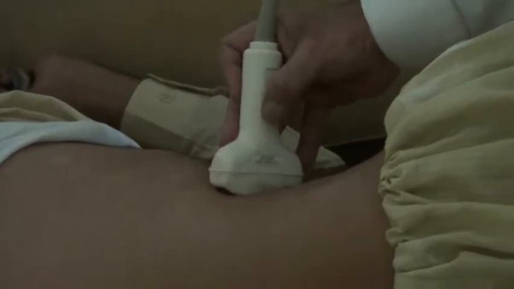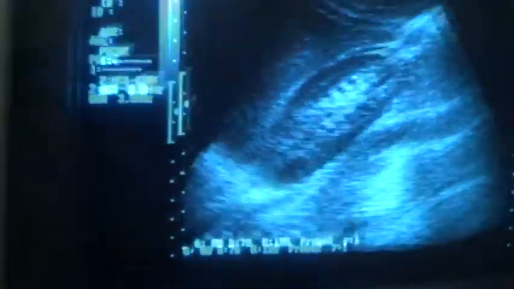Okay, now let's see on the ultrasound machine. This is the view that we were seeing initially.